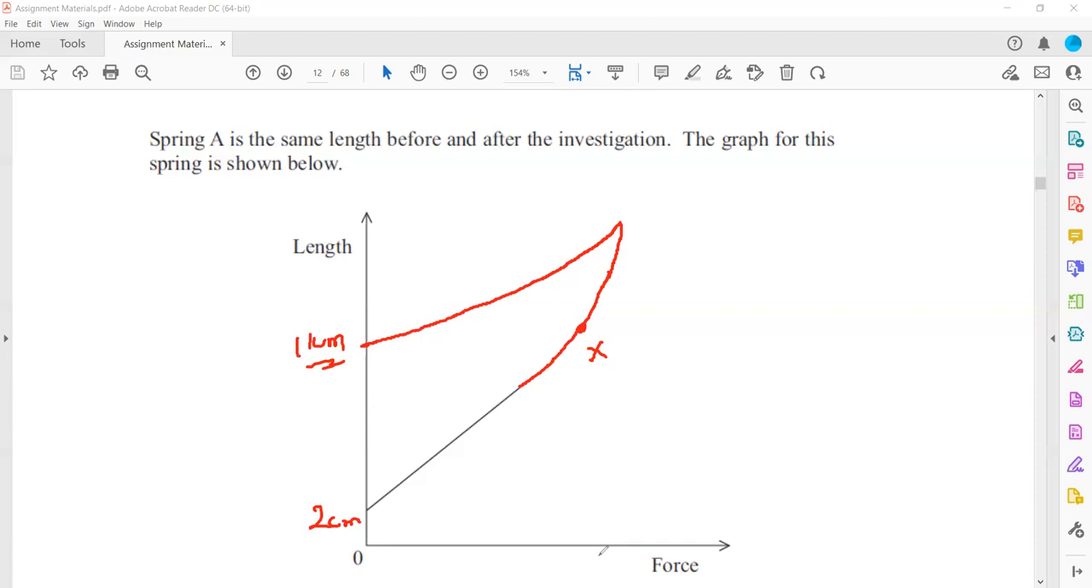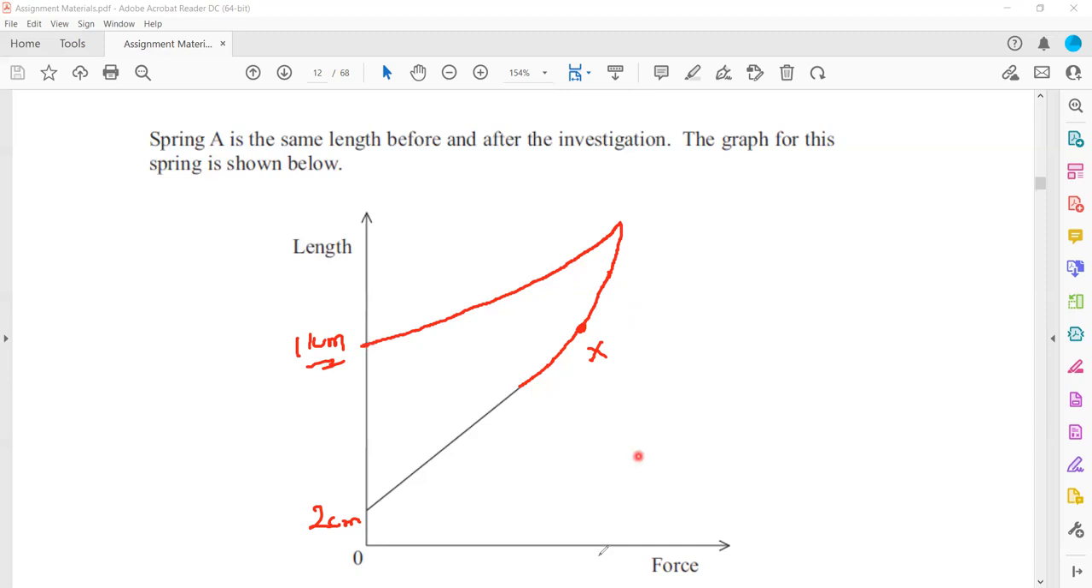So a mark is there for drawing. Then the description: what is the reason why C undergoes a deformation but A does not? The reason is that more mass is added for spring C, and spring A is not extended past the elastic limit. C is extended beyond the elastic limit. Spring A will show elastic behavior, and spring C will show plastic behavior. And C deforms permanently, whereas A does not deform permanently.